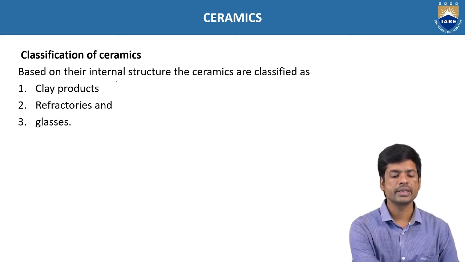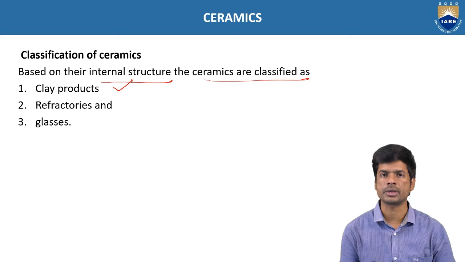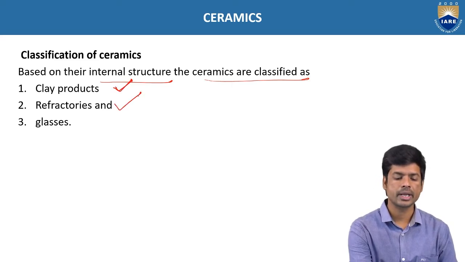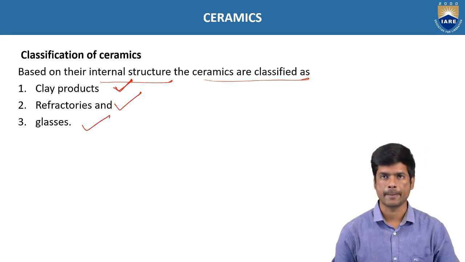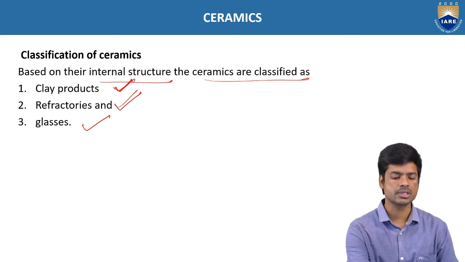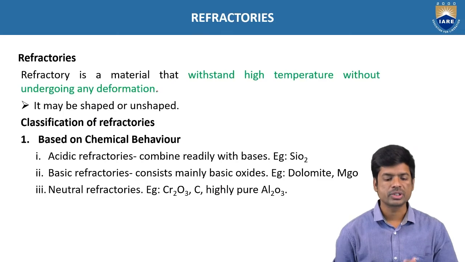And next, coming to the classification of ceramics. Here, based on their internal structure, the ceramics are classified as, first one, clay products. Based upon the internal structure between the particles, it is classified as clay products, and refractories and glass. So these are the different types of ceramics. Depending upon the temperature also, we are going to divide these ceramics. The first one, clay products and refractories and glasses. In this particular session, we are going to discuss refractories, majorly.